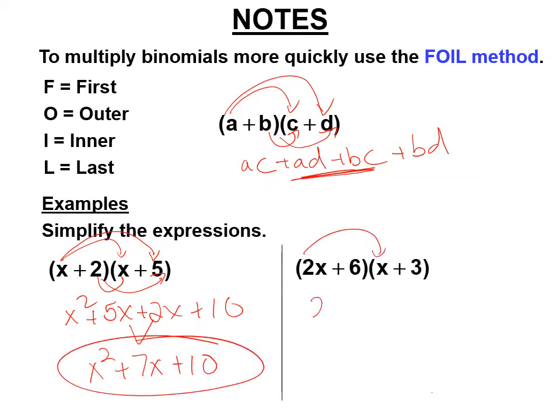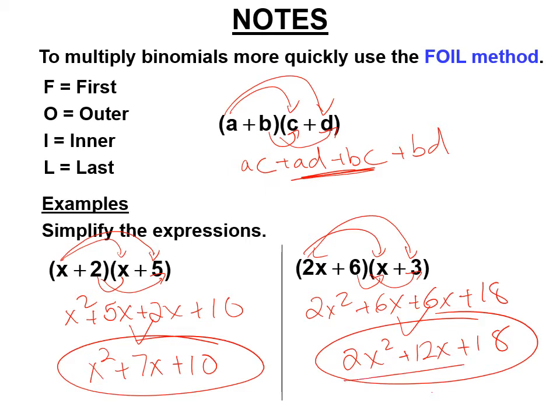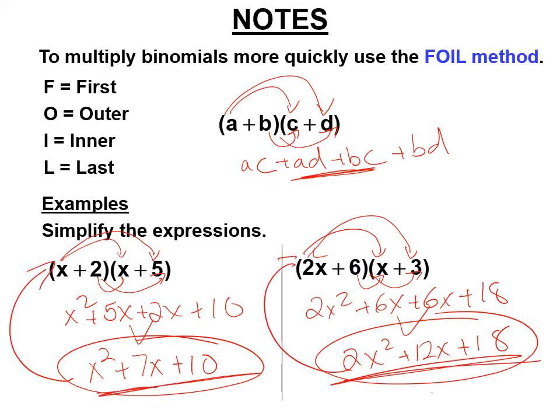First, 2x squared. Outer, 6x. Inner, 6x. Last, 18. Combine your like terms, 2x squared plus 12x plus 18. Now, today's lesson should not be hard because basically you learned this yesterday, but remember where we're headed. In the next unit, I'm going to give you these trinomials, and you're going to have to figure out what binomials we started with. You're going to have to work backwards. So you want to learn the pattern.